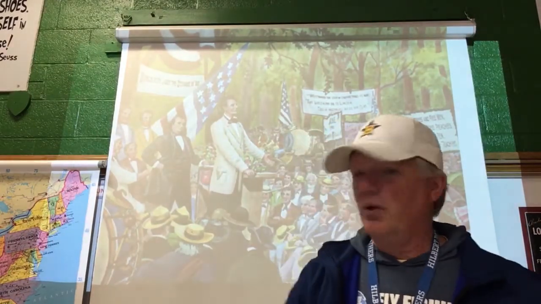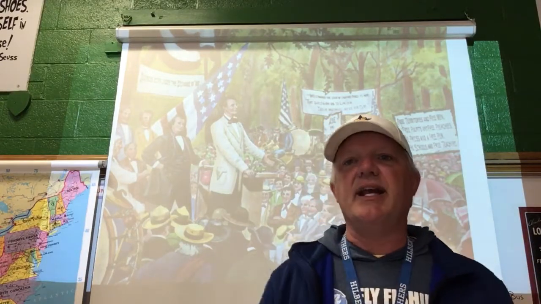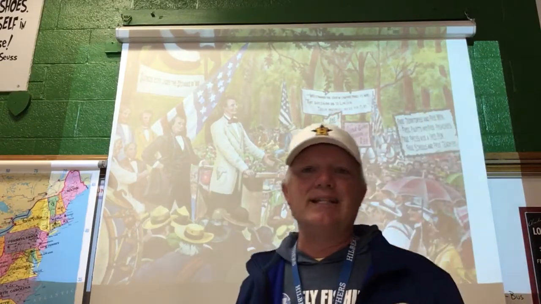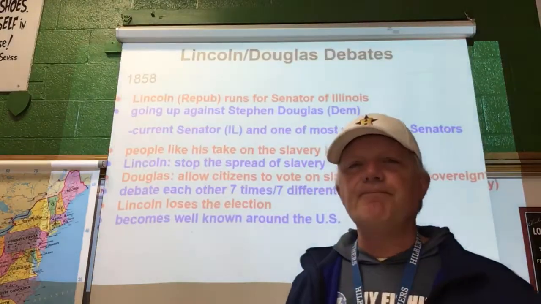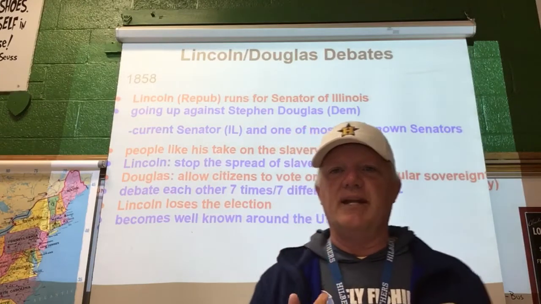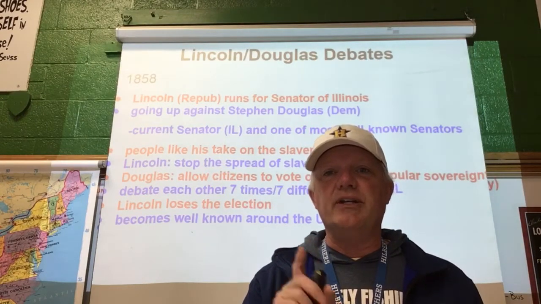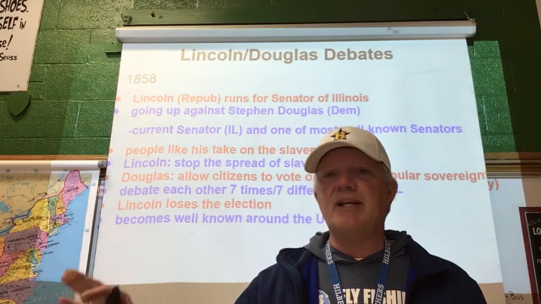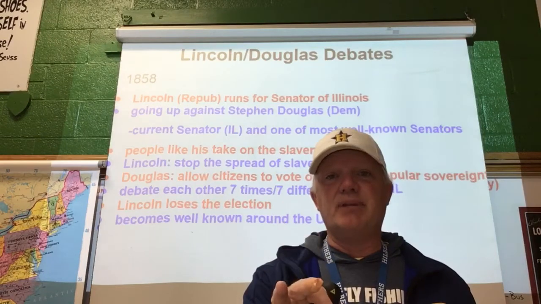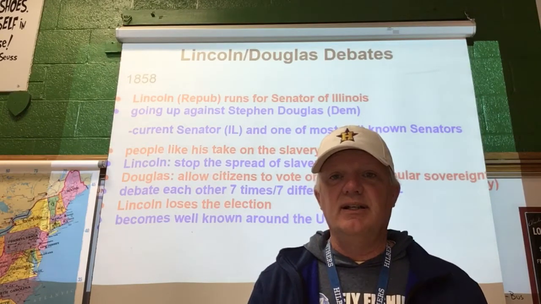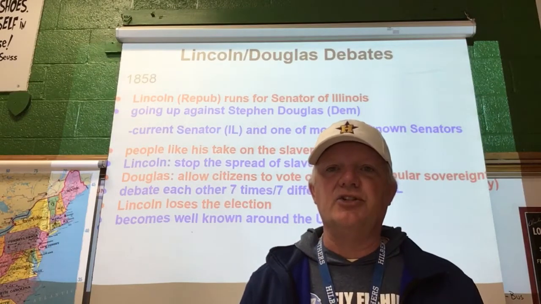So little Abraham Lincoln, unknown to almost everybody, is going to take on this well-seasoned veteran of a politician. And the way they did this is they held a series of debates. They held 7 debates. They went around the state of Illinois in a train, and they stopped at 7. Illinois had 9 districts at the time. They stopped at 7 of those 9 districts. They would get out, and they would debate each other on the issues of the day.